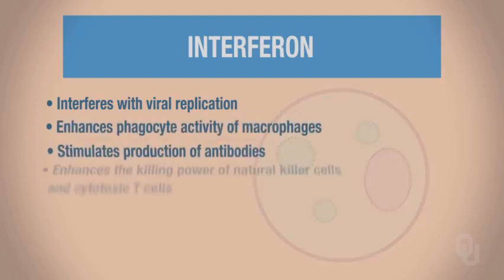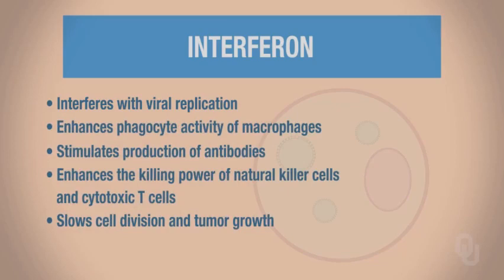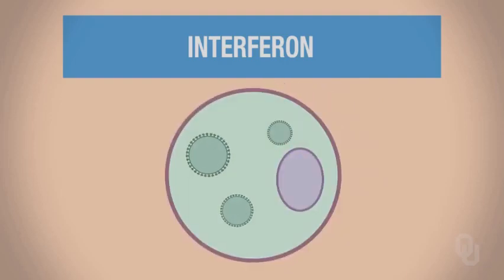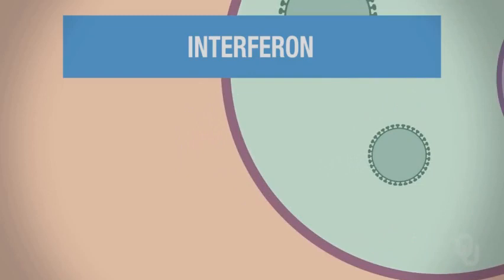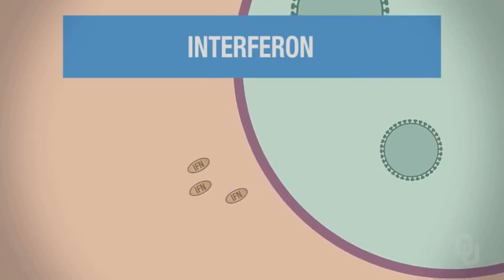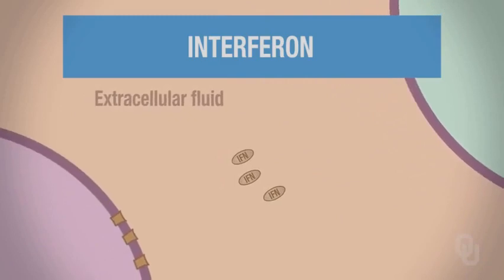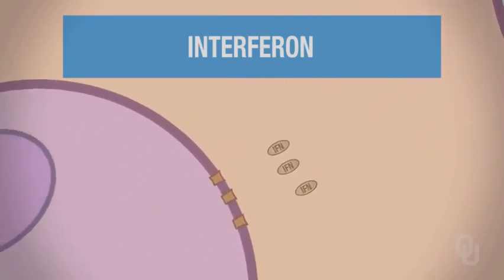So there's some other functions of interferon that are listed here. And go ahead and read them. And at this point, realize that there are other functions for interferon besides interfering with viral replication. So let's take a look at how this will work. We're going to take a cell, and it's been invaded by a virus. So what the cell does, once the cell is invaded by the virus, the cell is going to be releasing interferon. So the interferon is going to enter the extracellular fluid, and it's going to travel to healthy cells, cells that have not been invaded by the virus.